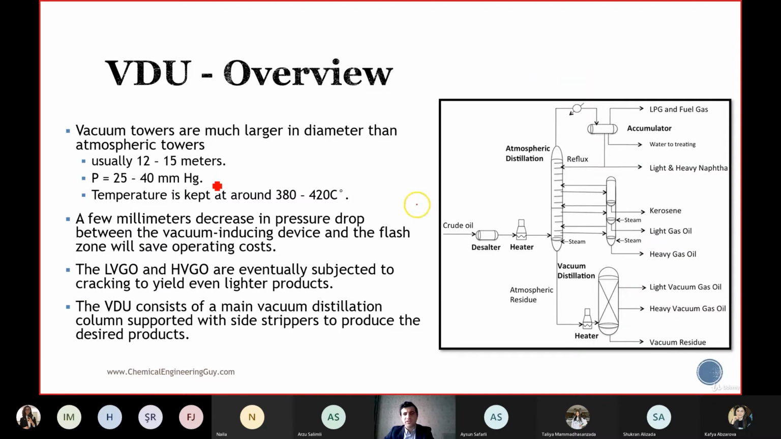So pressure is nearly vacuum. That's why it's called the vacuum distillation column. From 25 to 40 mmHg, and we know that 1 atm is 760 mmHg. In this case, this is around 0.05 atm, or you can also use bar G. The height is between 12 and 15 meters. In this case, the CDU height is above 20 meters.